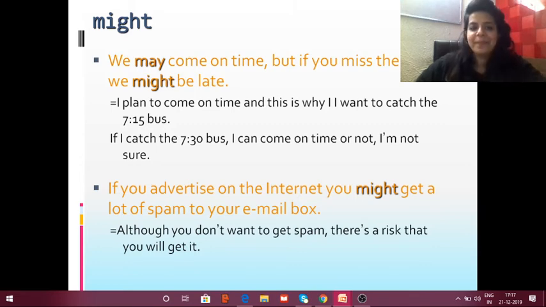Okay? If you advertise on the internet, you might get a lot of spam to your email box. Now, what is the meaning? Although you don't want to get spam, there is a risk that you will get it.